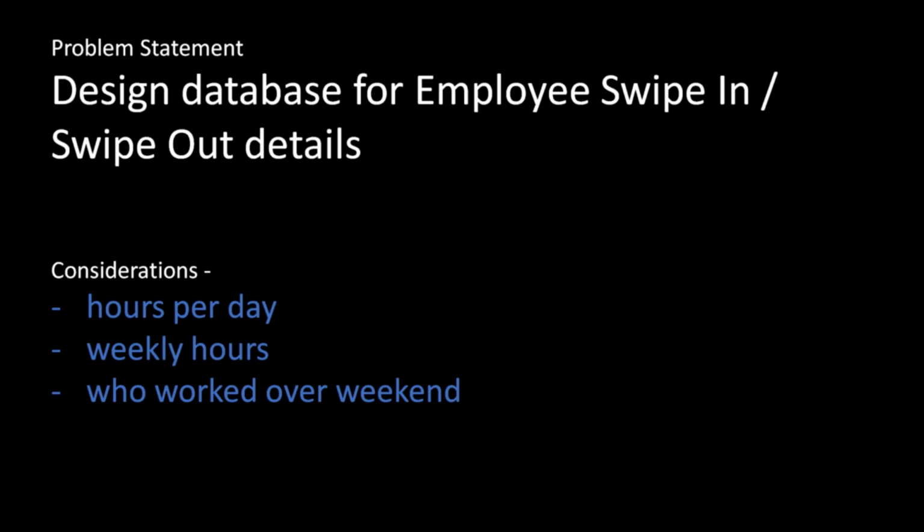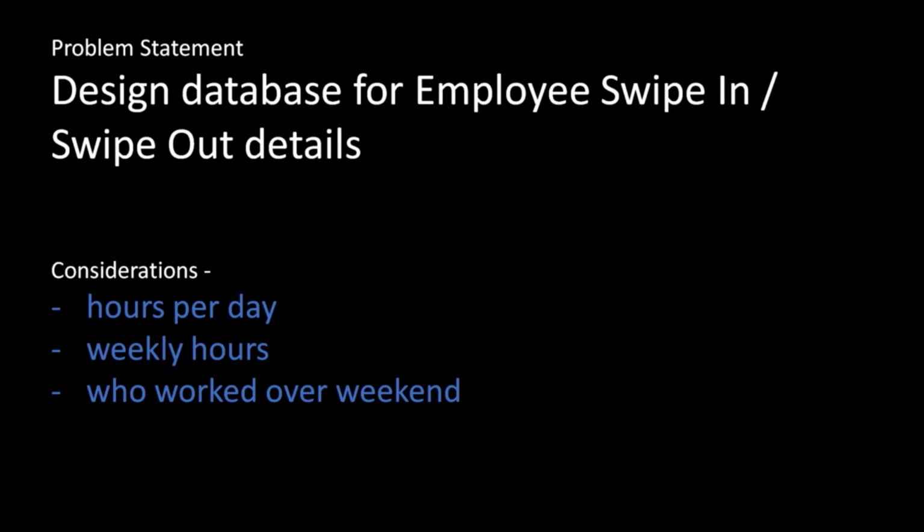Now, if you consider hours per day, in most cases there are validations. For example, there are 8 hours or 9 hours as a minimum number of hours that the employee has to sit in the office or do work. In that case, they want to generate a report of who is not satisfying this criteria. So that is point number one, hours per day.